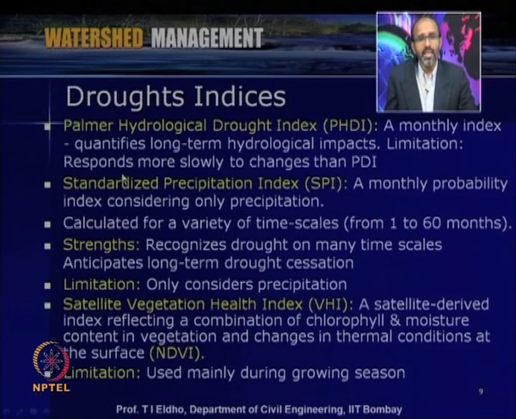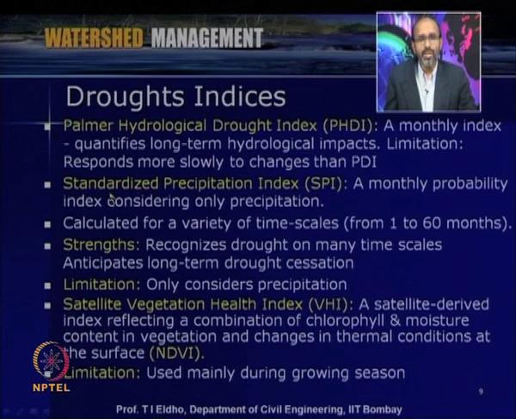Then some other index like the Palmer hydrological drought index. That is very similar to the Palmer drought index. The Palmer hydrological drought index mainly deals with the hydrological aspects specifically. It is a monthly index that generally quantifies long-term hydrological impacts as far as the watershed or the area is concerned, and one of the limitations of this method is that it responds more slowly to changes than the Palmer drought index we discussed earlier.